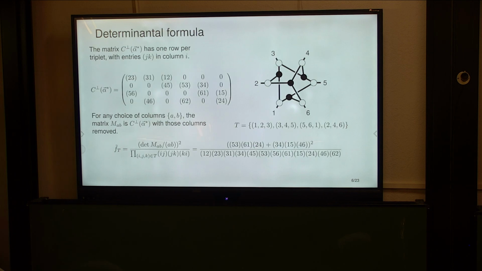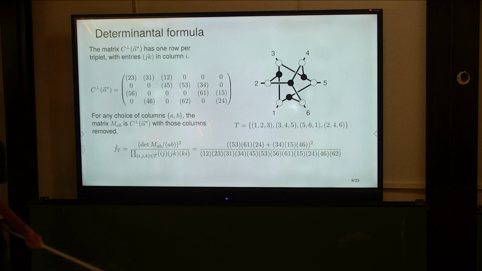Okay, so here's the determinantal formula that I wrote down before in a little more detail. The way that you actually find this matrix to take the determinant of is also constructed from the triplets. Using the triplets, you construct a matrix like this one, where each row corresponds to a triplet, and the entries are the two indices that are not the index corresponding to the column. So if you have a triplet 1, 2, 3, you will have 2, 3 in column 1, 3, 1 in column 2, 1, 2 in column 3.